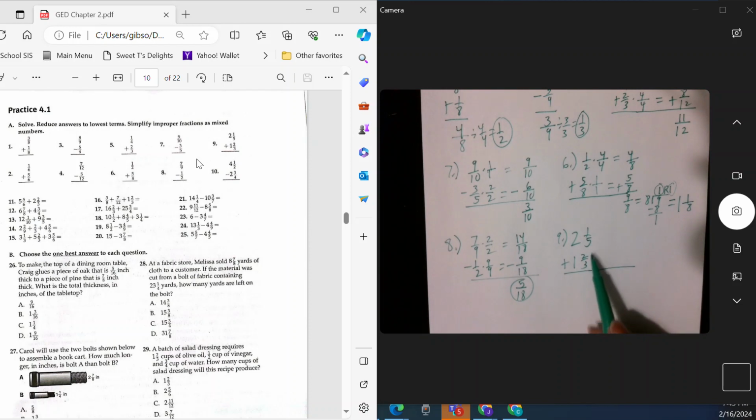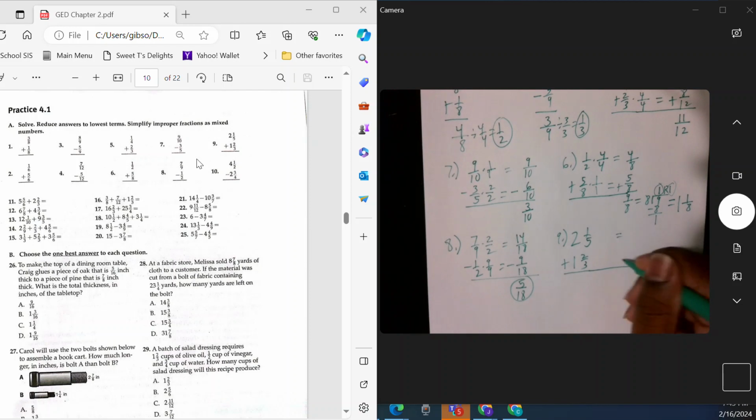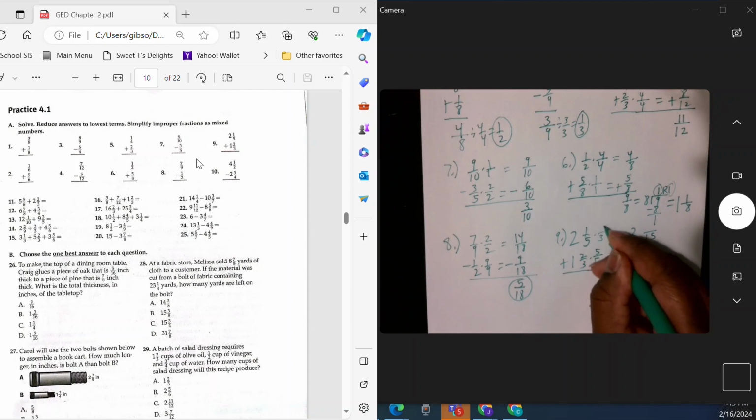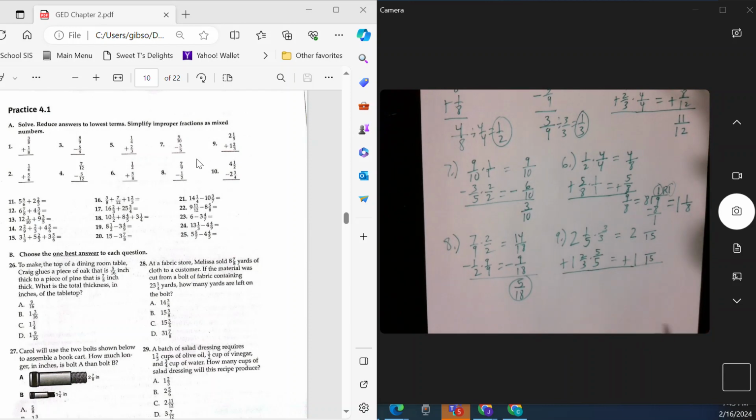What is the common denominator of 3 and 5? It's 15. So we know our denominator would be 15. Now we would carry over our whole numbers. We'll still carry them over. But we know we're getting 15 for our denominators. So 3 times 5 we know gives us 15, so we multiply by 5 over 5. 5 times 3 gives us 15, so we multiply by 3 over 3.